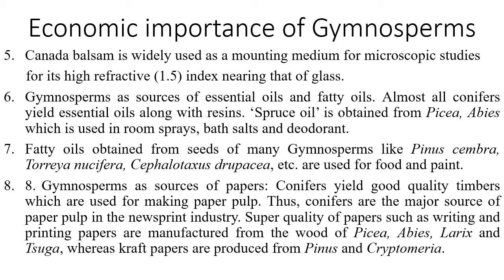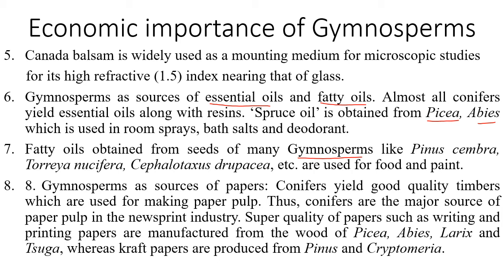Canada balsam is widely used as a mounting medium for microscopic studies for its high refractive index, nearing that of glass. Gymnosperms as a source of essential oils and fatty oils. Almost all conifers yield essential oils along with resins. Spruce oil is obtained from Picea abies, which is used in room sprays, bath salts, and deodorants. Fatty oils obtained from seeds of many gymnosperms like Pinus cembra, Torreya nucifera, Cephalotaxus drupacea, etc. are used for food and paint.